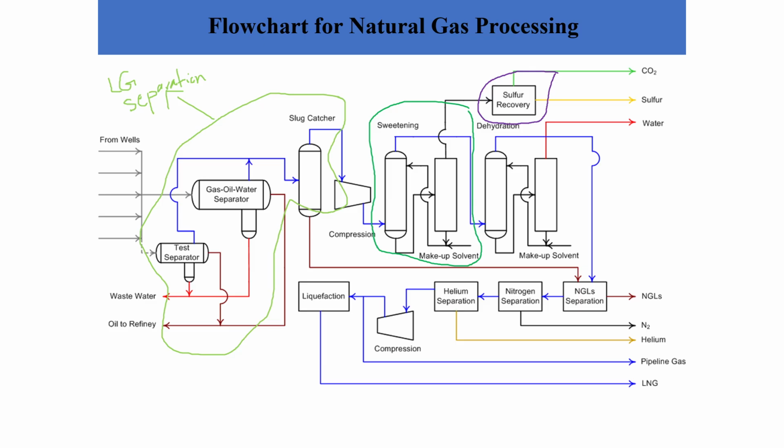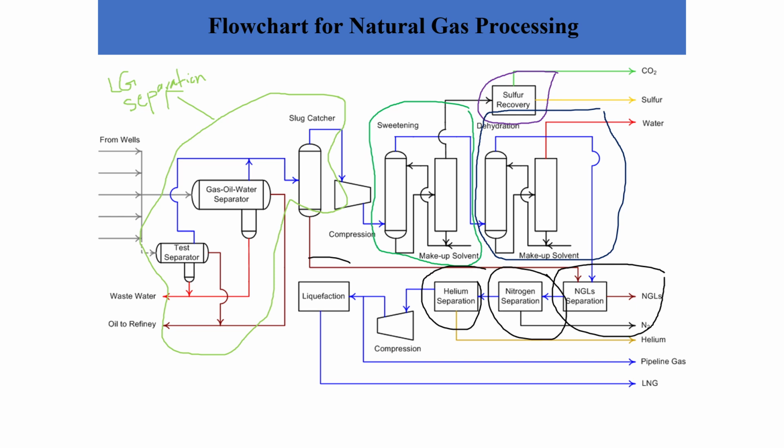And then you will go to the next stage, which is the dehydration unit, where you remove water mainly from the gas stream, and then you go further to the subsequent section, where we're going to talk about the NGL separation, the nitrogen removal, the helium removal, and the liquefaction. So these are the main units that you're going to see when we talk about natural gas. So here's the gas stream at the inlet from the well, where it goes first to the liquid gas separation or liquid gas solid separation unit. So this is unit 1, I'm going to call it.